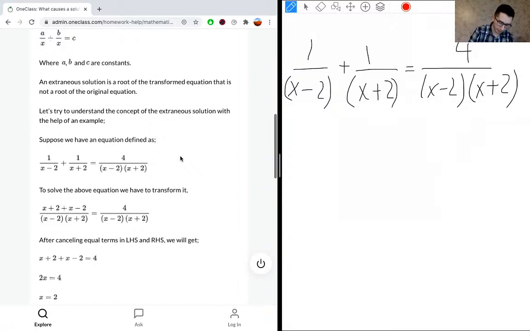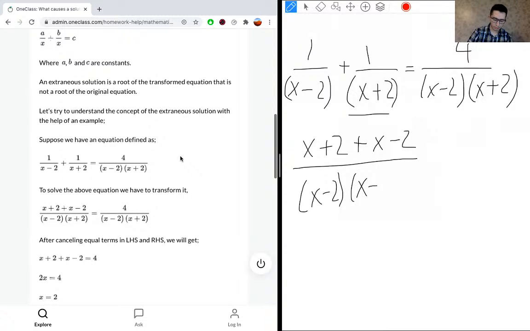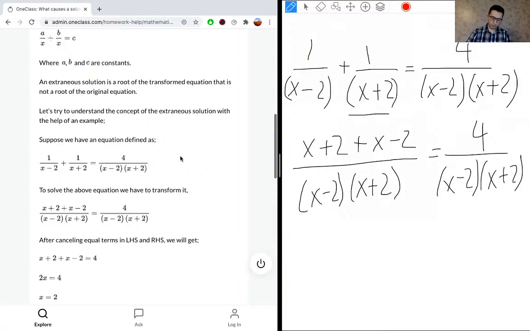So here we would have x plus 2. So we multiply the first component by x plus 2 on the top and bottom. So we end up with x plus 2 on top, and then we have the same denominator on the bottom. And then additionally, if we multiply this component by x minus 2 on top and bottom, we'll end up with x minus 2 on top, and then we'll have x minus 2 times x plus 2 for both. So all we did is find the common denominator and do this for all components of the equation.